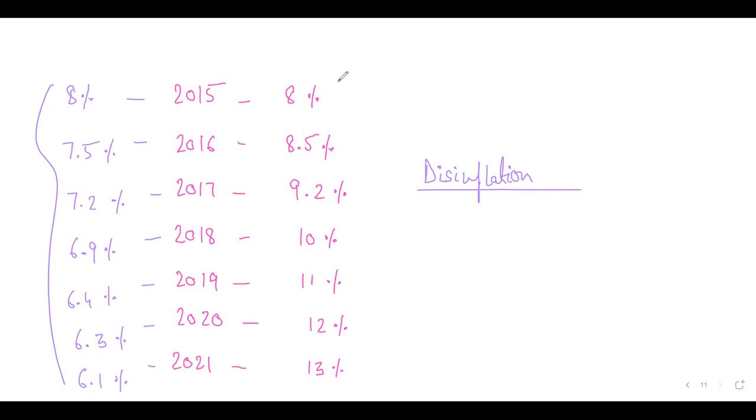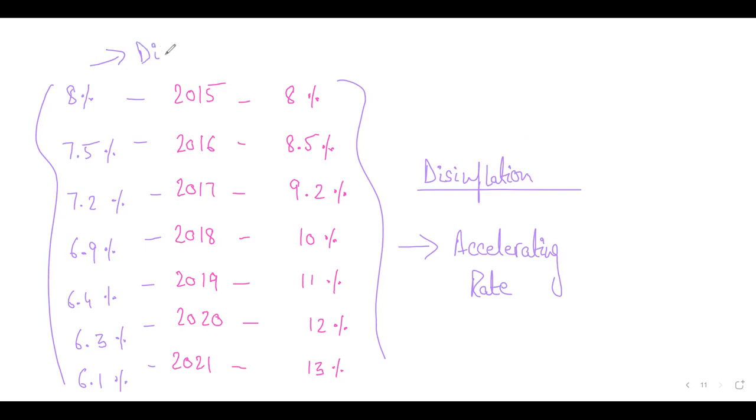So in accelerating rate of inflation, prices were increasing at an increasing rate. Accelerating means you're accelerating at an increasing rate. And disinflation means prices are increasing, but at a slower rate. So compared to last period, the increase in prices this year was less than last year.